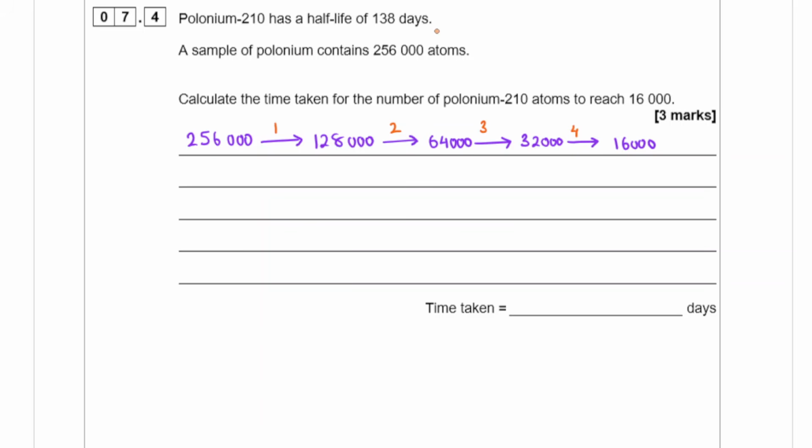If each half-life is 138, we just need to multiply 138 times 4 will give us 552 days.